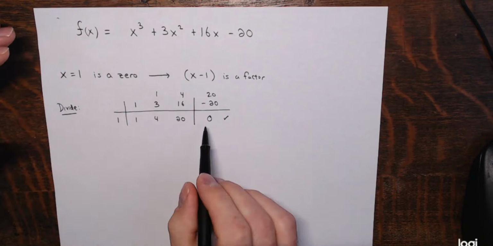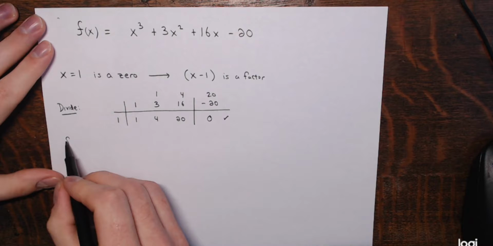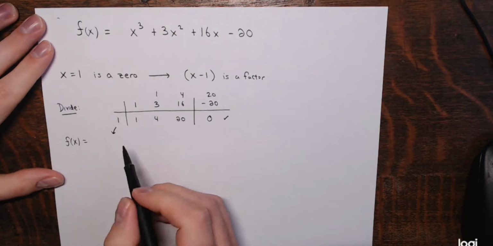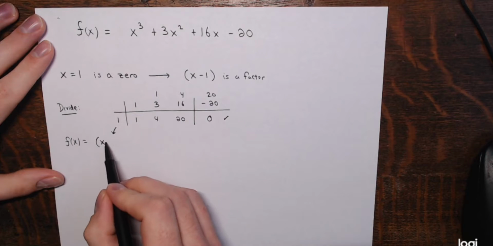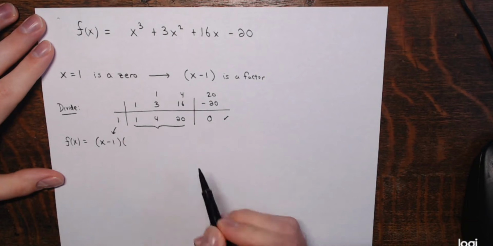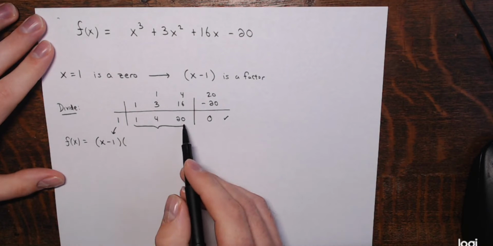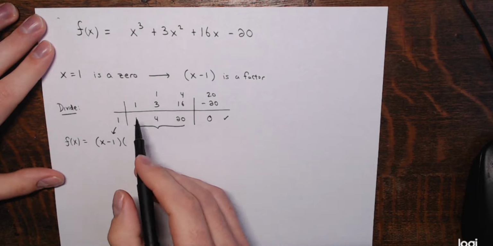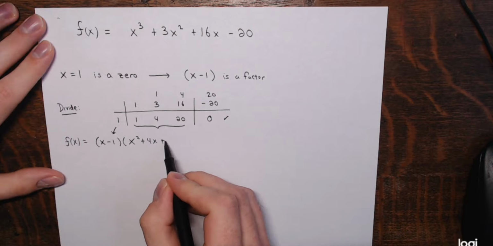But now that I know I have a zero and a factor, I can factor the polynomial now. Right? So instead of f of x equals this whole degree 3, if I've got 1 here, that means we're dividing by x minus 1, times, and then here, the 1, 4, 20, these numbers are the coefficients of the quotient in descending order. And it would be a degree 2 polynomial, right? Because again, the last one's a constant term, first power, second power. So 1x squared plus 4x plus 20.